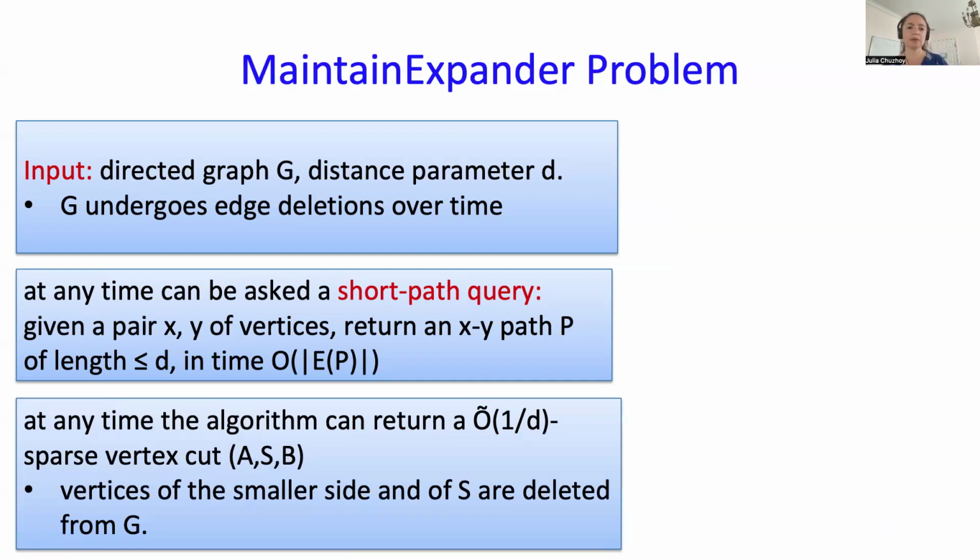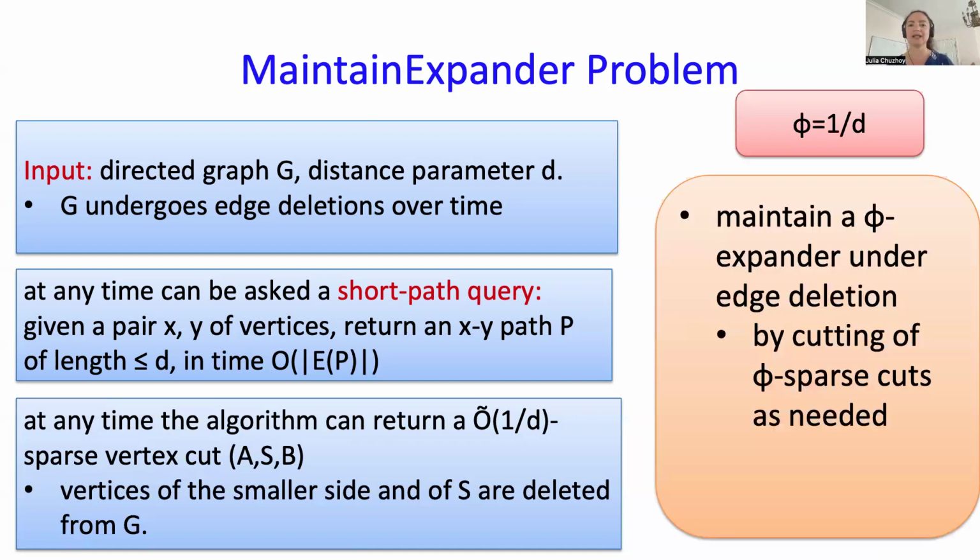Now, if you look at this problem, and let's denote phi as 1/d, then again, at a very high intuitive level, what this problem says is that we have this decremental graph, and we want to maintain it as an expander, as a phi expander. And the only action that we're allowed to do is cutting off sparse cuts from this graph. And then we also need to support some short path queries.